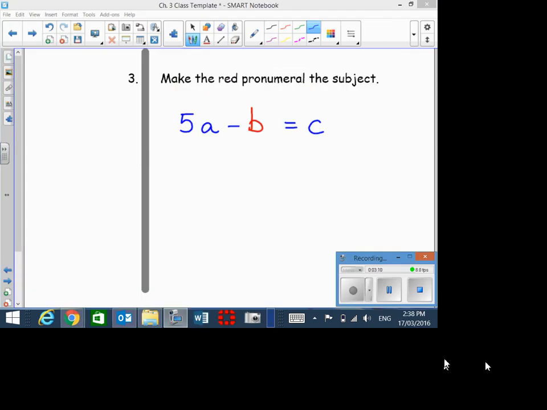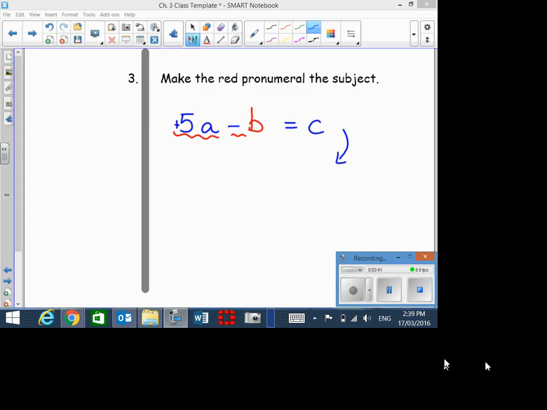Taking a look at our last example, it says to make the red pronumeral the subject. So that means the red letter is the one I'm going to leave by itself. So if I look at this, that means I have to get rid of this 5A term, and I have to get rid of the negative sign that's in front of the B. So my first step is going to be to get rid of the term that's furthest away from the B, and that's the 5A term.